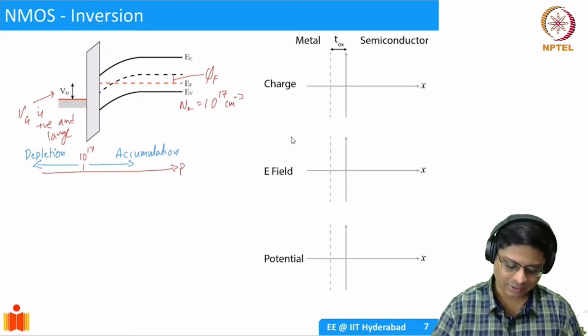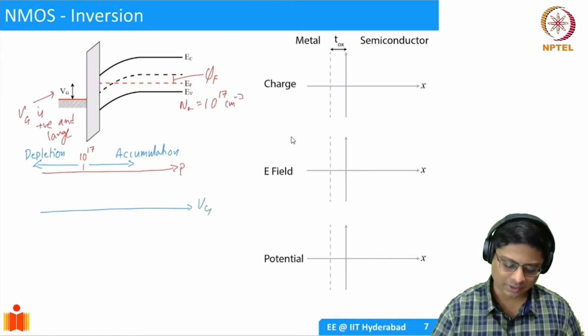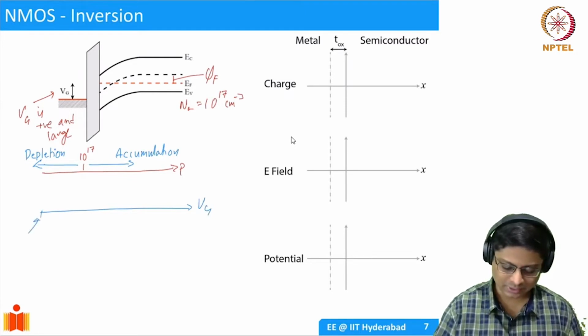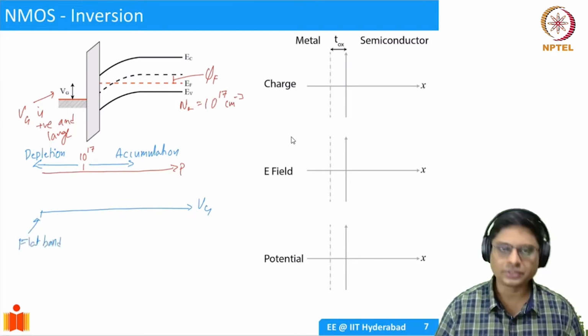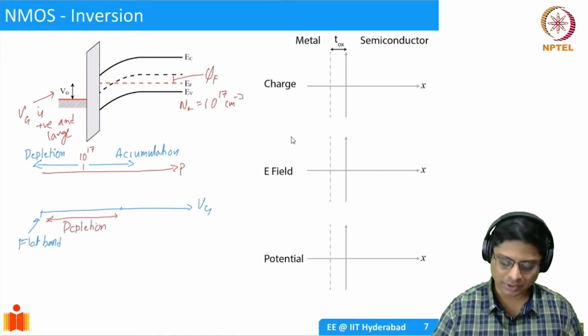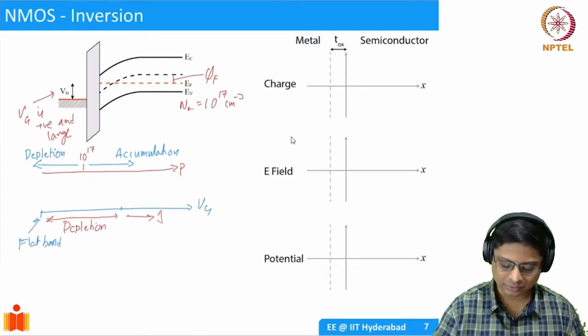Suppose in this case, this is my gate voltage axis, VG. Initially at 0, I'll be at flat band. And then as I increase VG, I'll first reach depletion. This will be the depletion region. After depletion, at some point, we are going to get into what is known as inversion. This switch is called the threshold voltage.